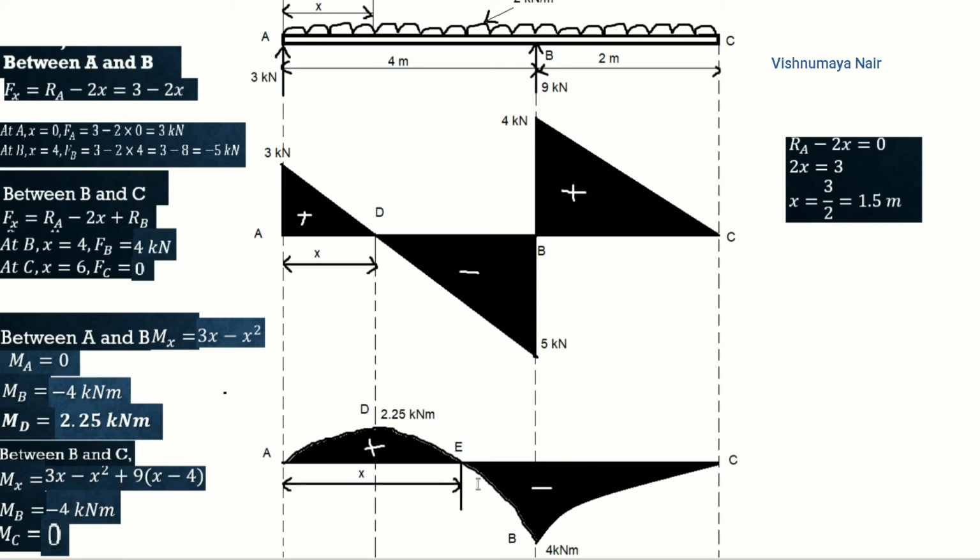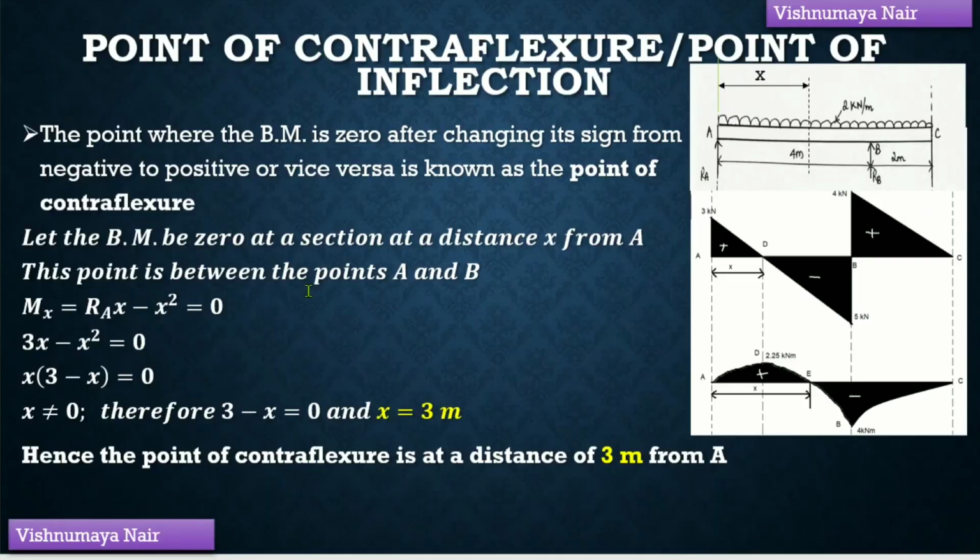From this bending moment diagram, you can see that at this point E, bending moment has become 0 after changing its sign from positive to negative. This point is known as the point of contraflexure. The point of contraflexure or point of inflection is the point where the bending moment is 0 after changing its sign from negative to positive or vice versa. Here in this case, we can see that bending moment has become 0 after changing its sign from positive to negative. So let this point E be at a distance of x meters from the end A.